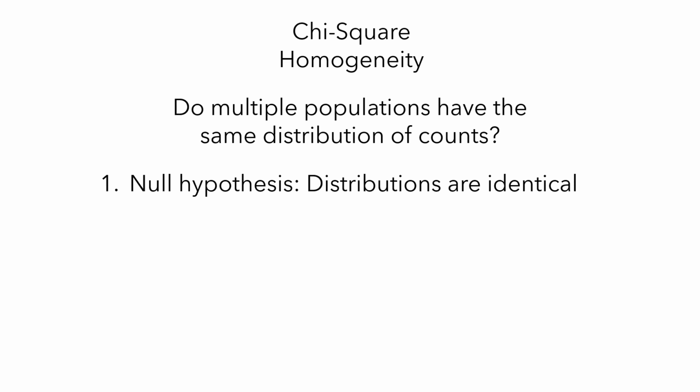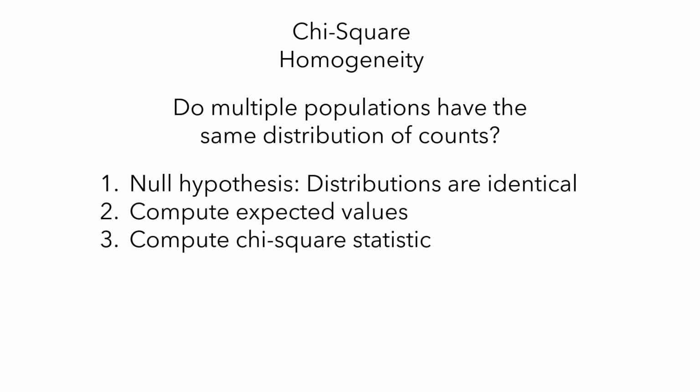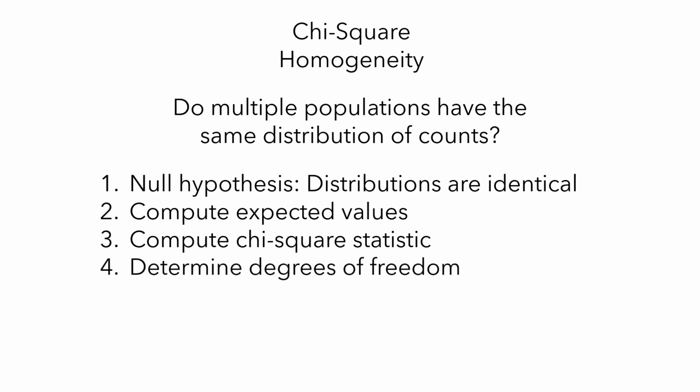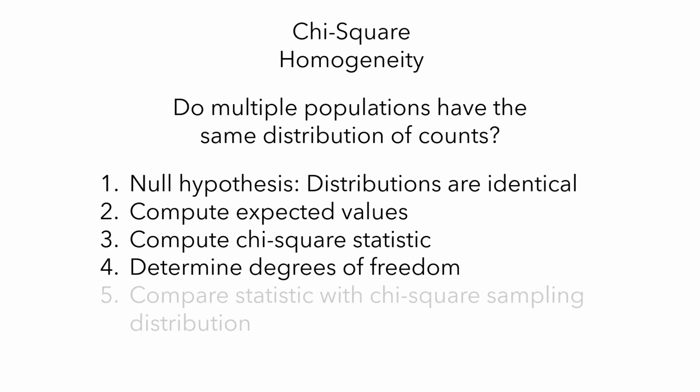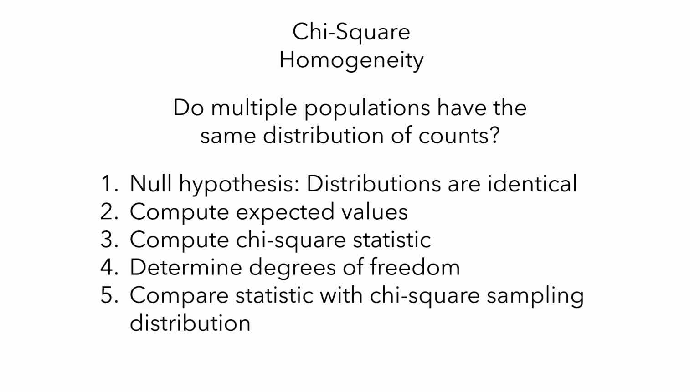We used this hypothesis to compute expected values and a chi-square statistic. Then we determined the degrees of freedom by recognizing that 1 row and 1 column of values would be fixed and the others could all vary. Finally, we compared the statistic with a chi-square distribution to compute our p-value and make a conclusion about our null hypothesis.